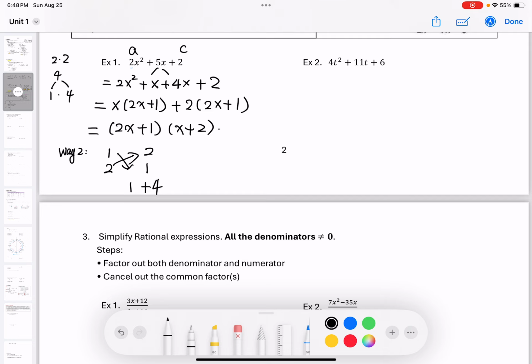Now write the factor form horizontally. So x plus 2 times 2x plus 1. All right, let's move on. So they have the same solution.